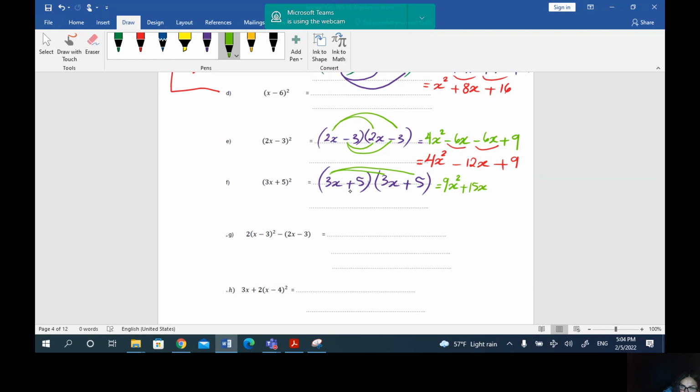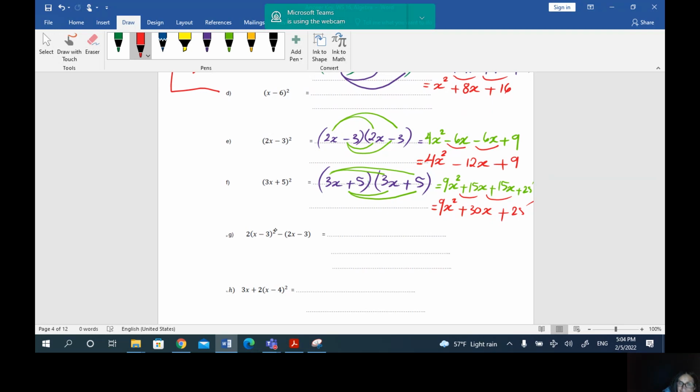Now take the second term in the first bracket and multiply it by each term in the second bracket. 5 times 3x is plus 15x. 5 times 5 is plus 25. Now let's collect like terms. 9x squared is on its own, so we will bring it down as is. Plus 15x plus 15x is plus 30x, and then the 25 is on its own, so we will bring it down as is.